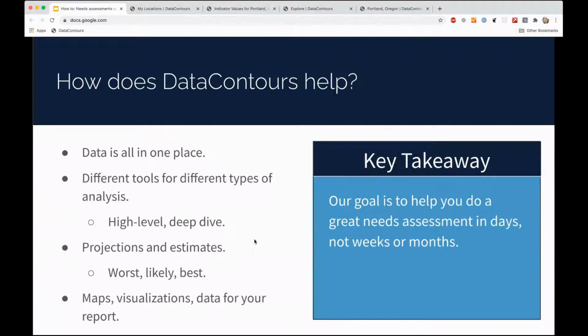We also have projections and estimates. Some of our newest features are around scenario projections within communities, as well as estimates for poverty and unemployment and other key measures. And then we've got maps, visualizations, and data, ways that you can package this up and contextualize it for folks so that it's engaging and understandable.